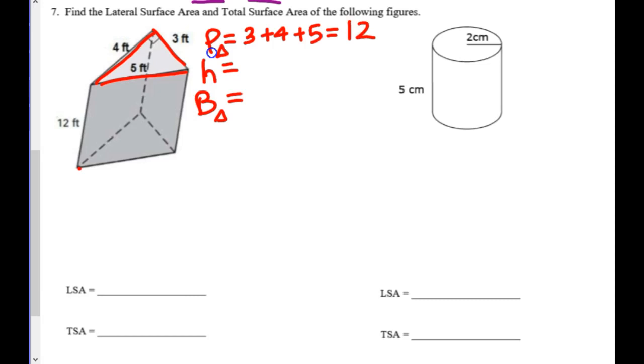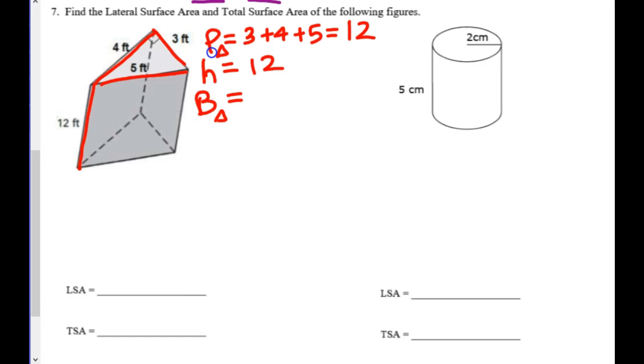12. Easy. Now, what's the height? That's also 12. By coincidence, they're not always the same. And then for big B, capital B, you gotta know, capital B is the area of the base. And my base shape is a triangle.